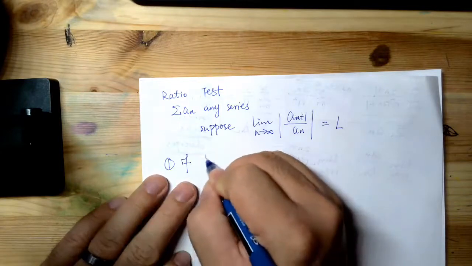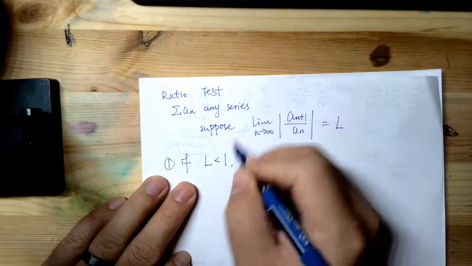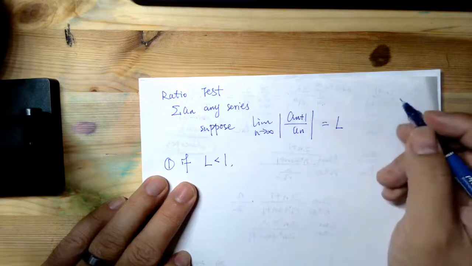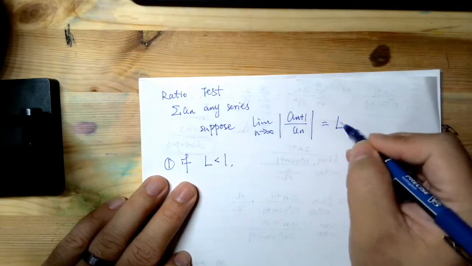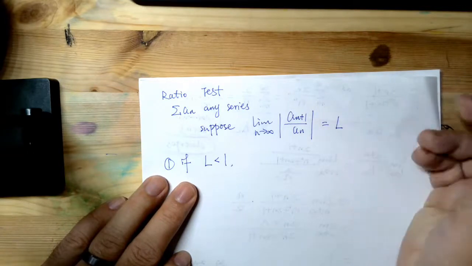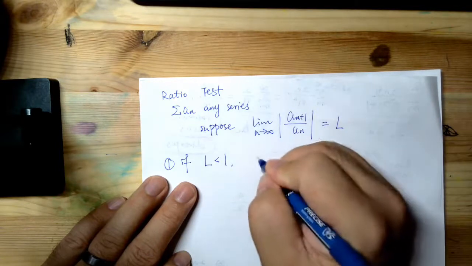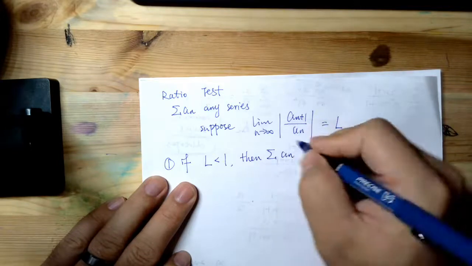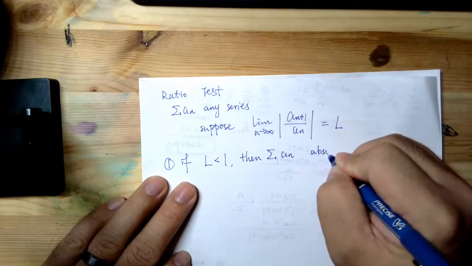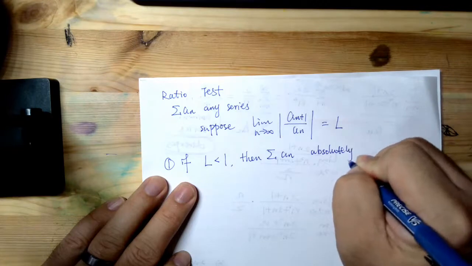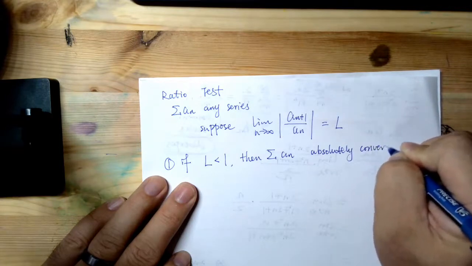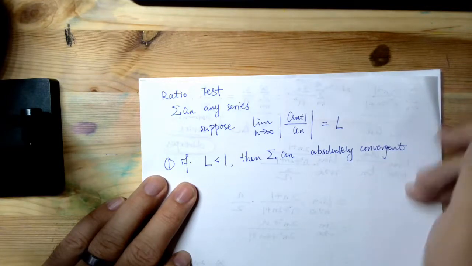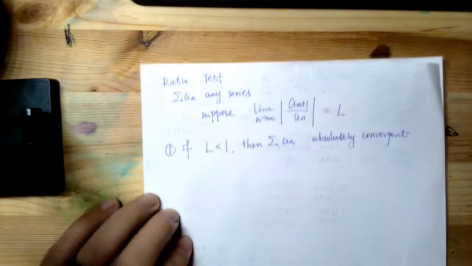Now, if this capital L is less than 1, and for sure this capital L can be greater than or equal to 0, if it exists, then my series is absolutely convergent. Okay, it's a very powerful statement.